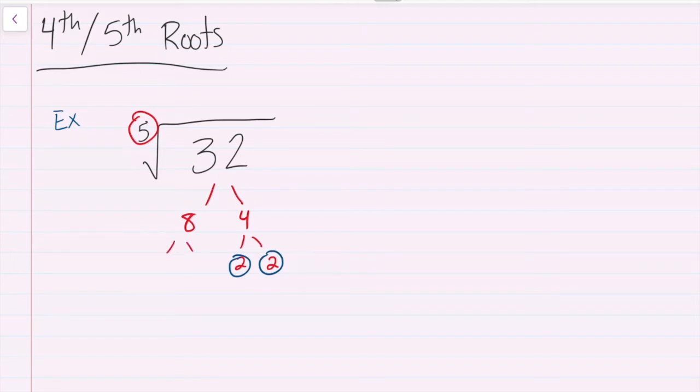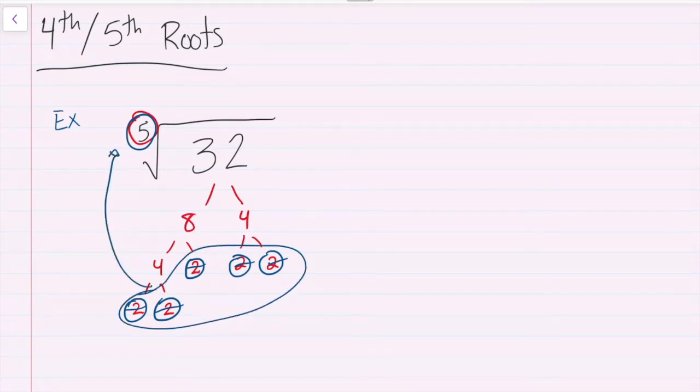Let's break down the 8. The 8, isn't it 4 times 2? And I know the 2 is a prime. We're going to circle it. And finally, the 4. That's 2 times 2. And those are prime numbers as well, so we're going to circle them as well. Now, what did I say? We're trying to find the same prime number that appears 5 times so I can take it out. So if you notice, the 2 shows up 1, 2, 3, 4, 5. So I can take all of them out and just put a 2 outside of the root.